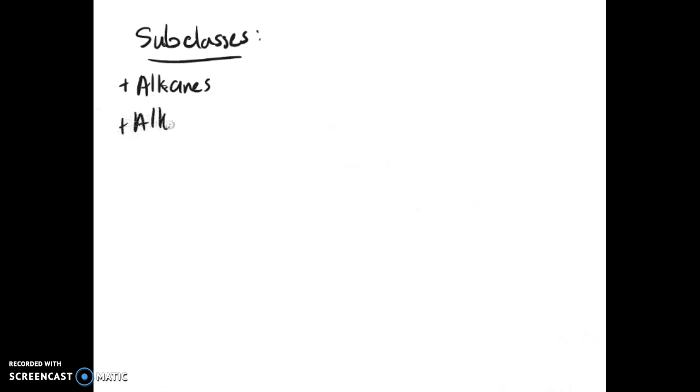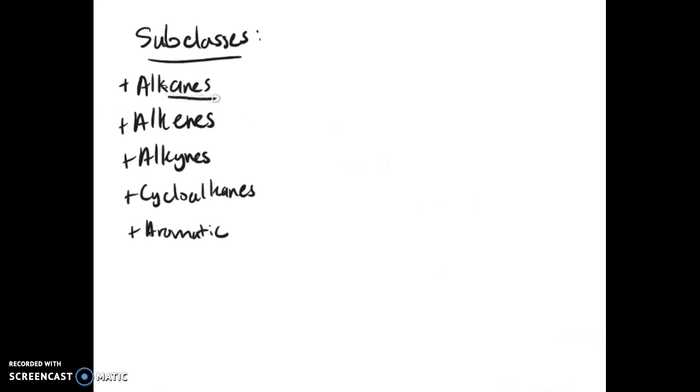Now hydrocarbons, at their basics, are just chains of carbons and hydrogens. There are 5 main subclasses of hydrocarbons: alkanes, alkenes, alkynes, cycloalkanes, and aromatic compounds.